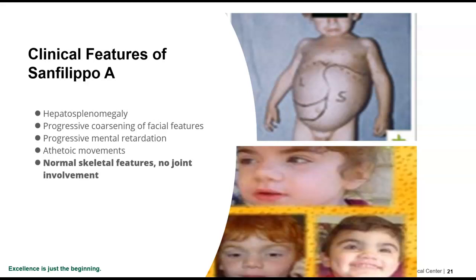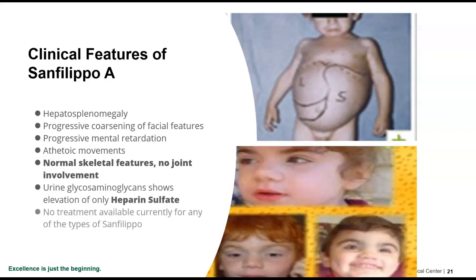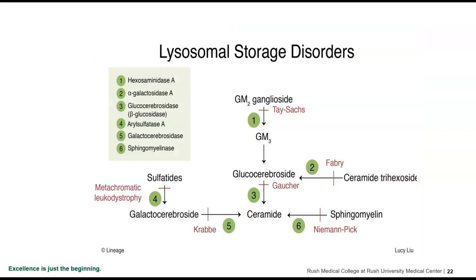There's no joint involvement, so they don't have joint involvement like Hurler's. Urine glycosaminoglycans only shows elevation of heparan sulfate, and there's no treatment currently available for this disorder. Unfortunately, there's really no treatment, although if this was diagnosed early, a bone marrow transplant would be a possibility.